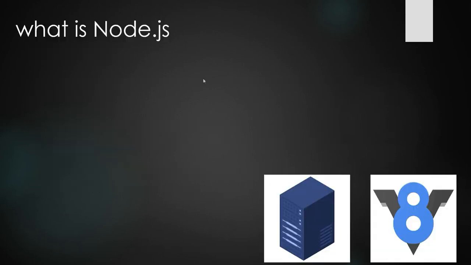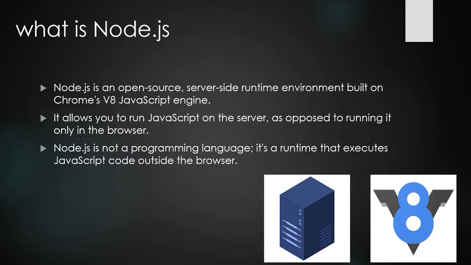Let's start with what is Node.js. Node.js is an open source server-side runtime environment built on the Chrome JavaScript engine. The main advantage of Node.js is you can execute your JavaScript on the server side. Until Node.js was introduced, you were able to execute JavaScript only in the browser. With Node.js, you are able to execute JavaScript on the server side. And we are going to do a couple of examples on that.